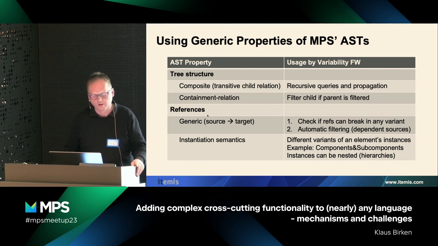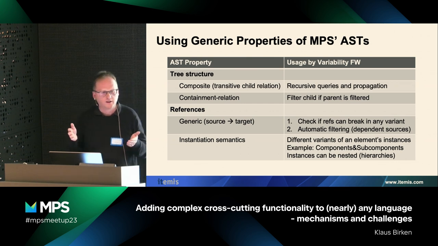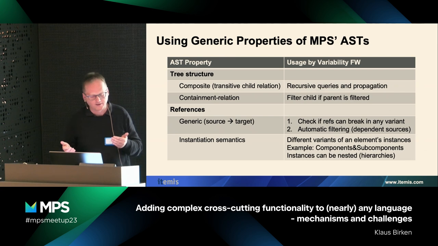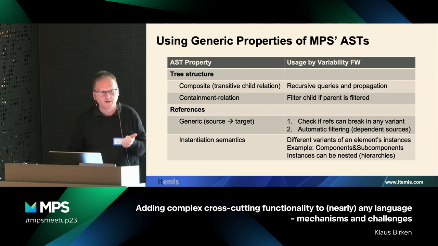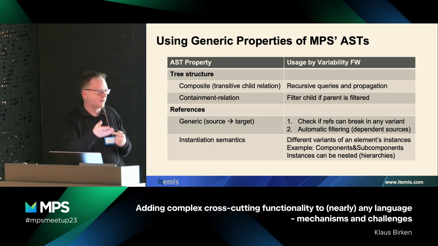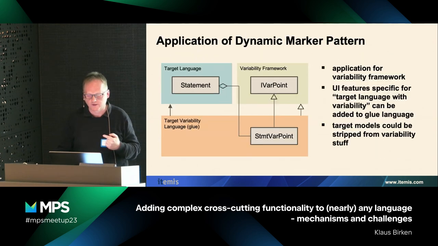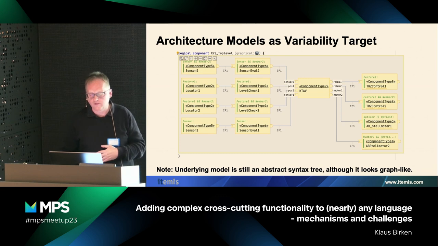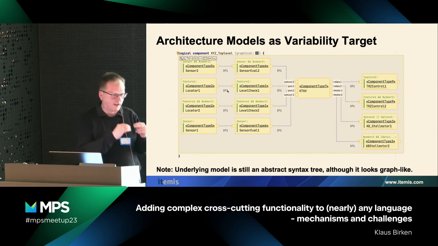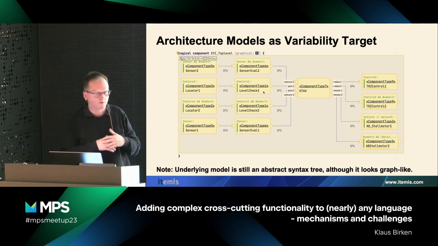Quite interesting is what we can do with the references. So in a generic way, a reference points from one source node to a target node. And this could be a reference which breaks if the target node is filtered and the source node is still there. So this is something we want to check, the first use case. And the second use case is we can implement a logic which automatically filters the source node if the target node's not there. You can think of this example. If one of those components is filtered, then we also do not need the nodes for these connections. So what we can do automatically is, if this is removed, then please remove also the connections. And the connection actually is an element which has a reference to the component, and so we can do this very generically.